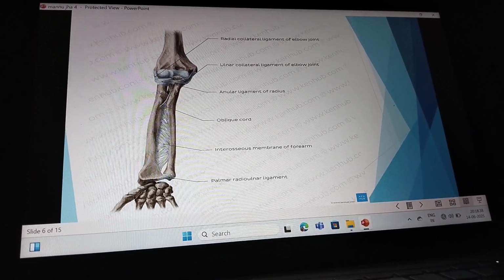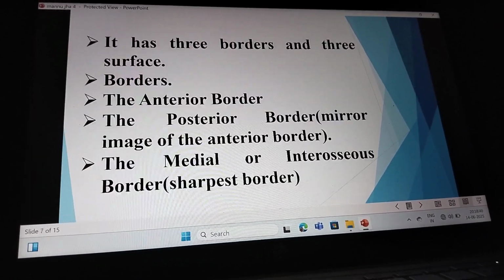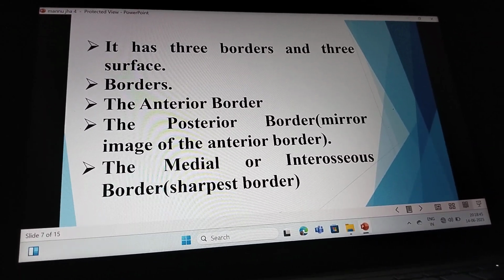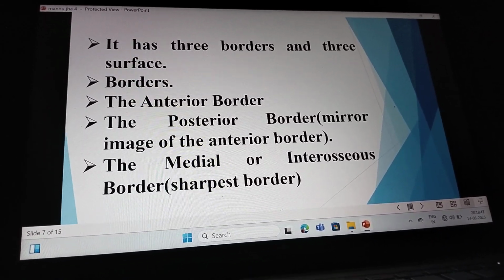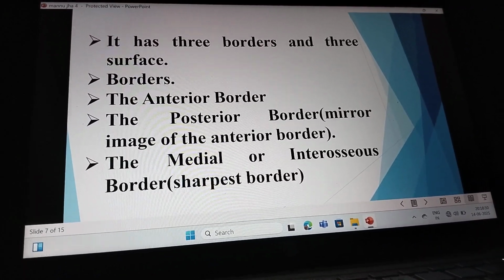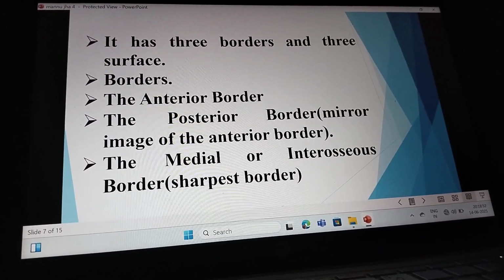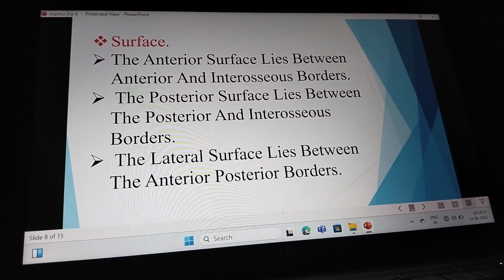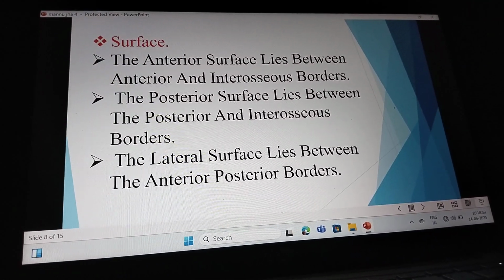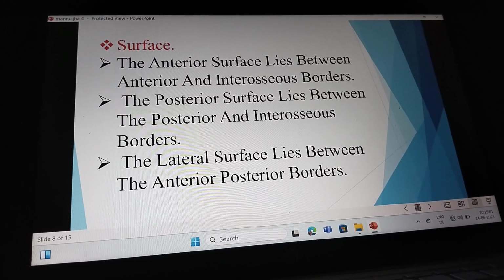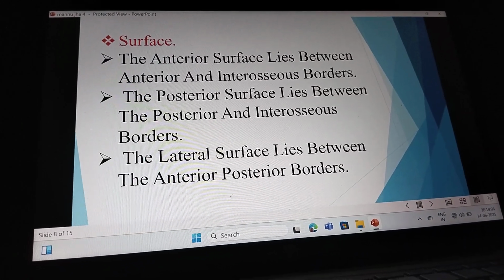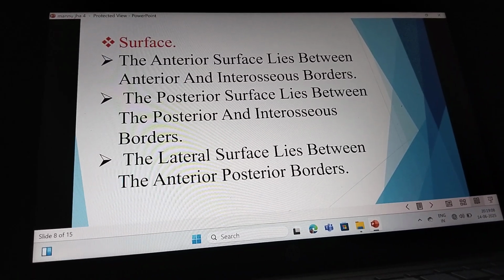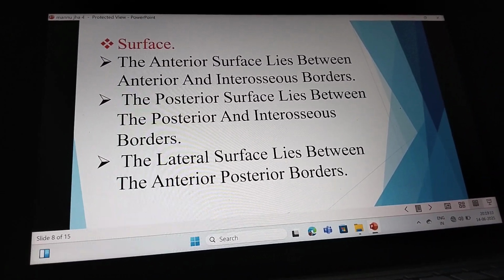Radial cartilage, ulna. This is the image. It has three borders and three surfaces. Borders: an anterior border, a posterior border, and the medial or interosseous border. Surfaces: the anterior surface lies between the anterior and the interosseous borders. The posterior surface lies between the posterior and the interosseous borders. The lateral surface lies between the anterior and posterior borders.